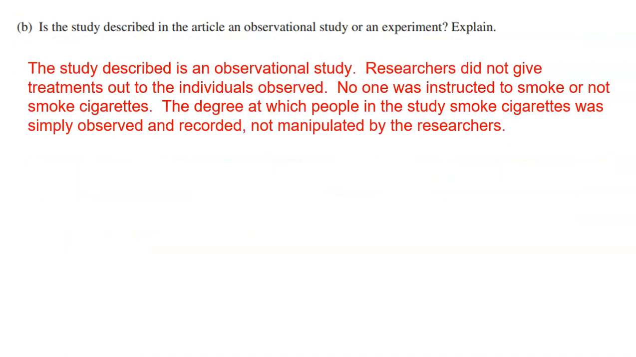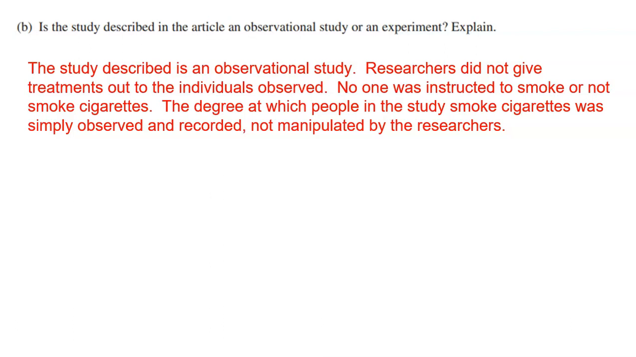All right, part B says, is the study described in the article observational or an experiment? So first let me read my answer, and I'll talk a little bit about it here. The study described is an observational study. Researchers did not give out treatments to the individuals that they observed. No one was instructed to smoke or not to smoke. The degree at which people in the study smoked cigarettes was simply observed and recorded, not manipulated by the researchers.